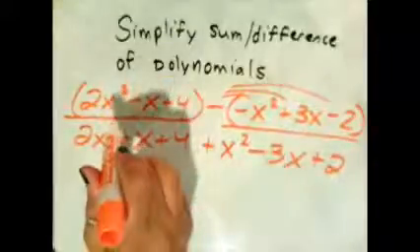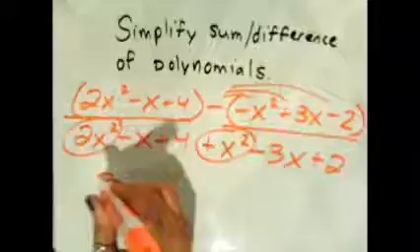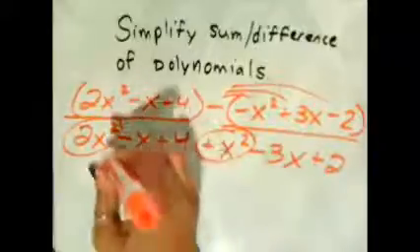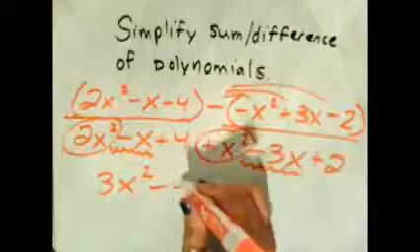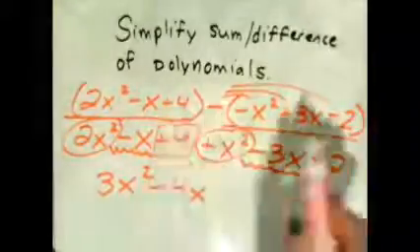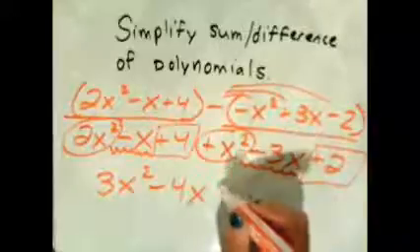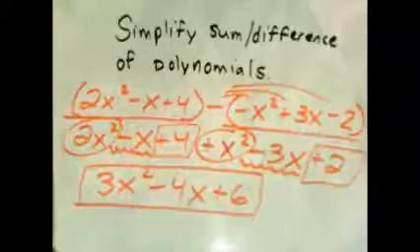So now I have 2x squared and an x squared. So altogether that's 3x squared. Then I have a minus x and a minus 3x. So that's minus 4x. And a plus 4 and a plus 2. It's much easier than all the minus and negative stuff. So 3x squared minus 4x plus 6.